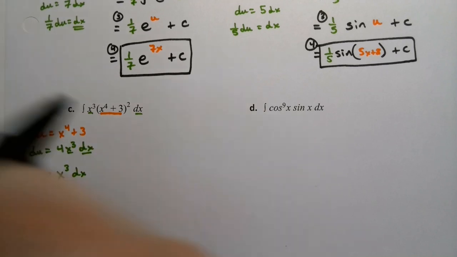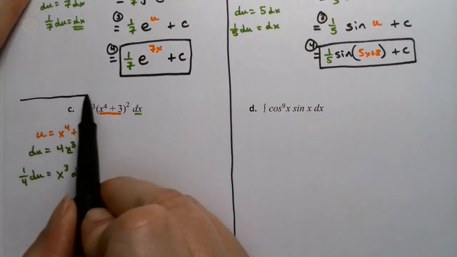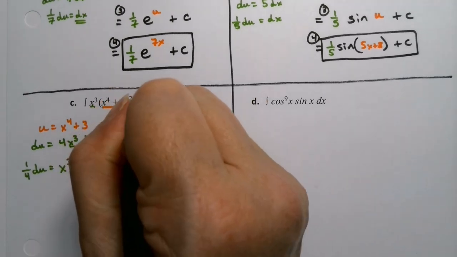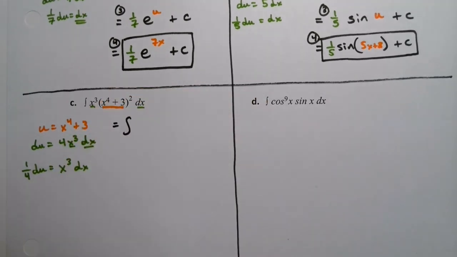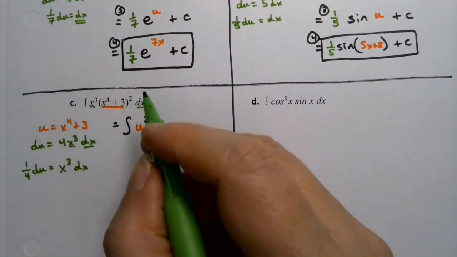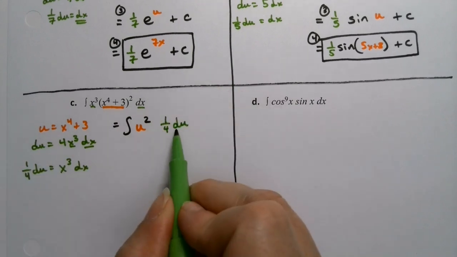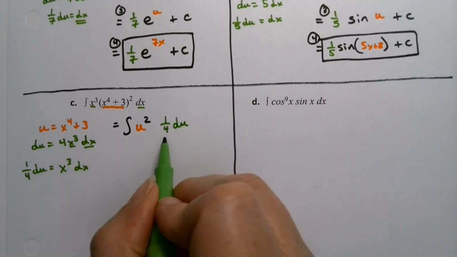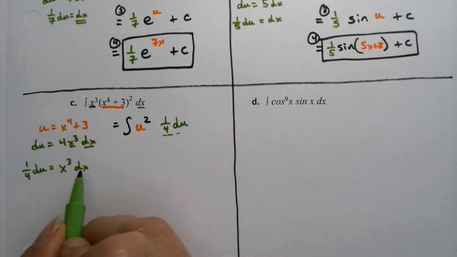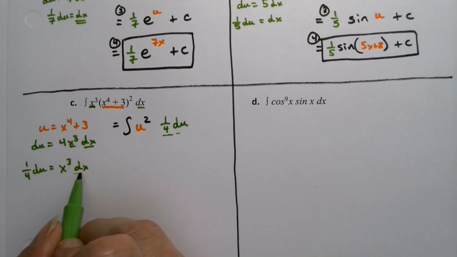So when I rewrite this, just for the sake of it, I'm going to put some lines in here so I can keep my problems separated. Okay, so this is equal to u squared, and then it's multiplied by 1/4 du. Those two letters du, and 1/4 du, has the x cubed and the dx in it. By writing this number and these two letters, we are writing x cubed dx. They are one and the same.